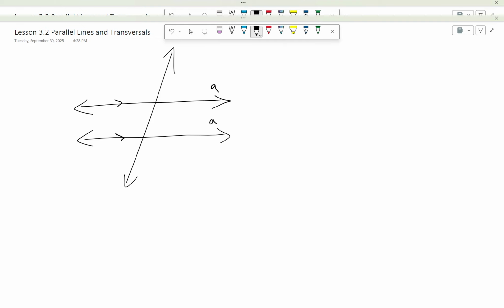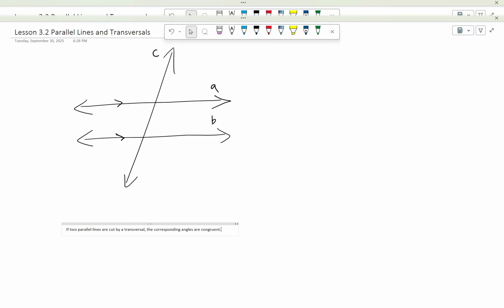So we have lines A and B, not A and A, my apologies. A and B. And these lines are parallel, as we've marked here, okay? And there's transversal C. So that's what we have in this scenario. So we have two lines cut by a transversal, but specifically here we have two parallel lines cut by a transversal. And when we have that, the corresponding angles are congruent.